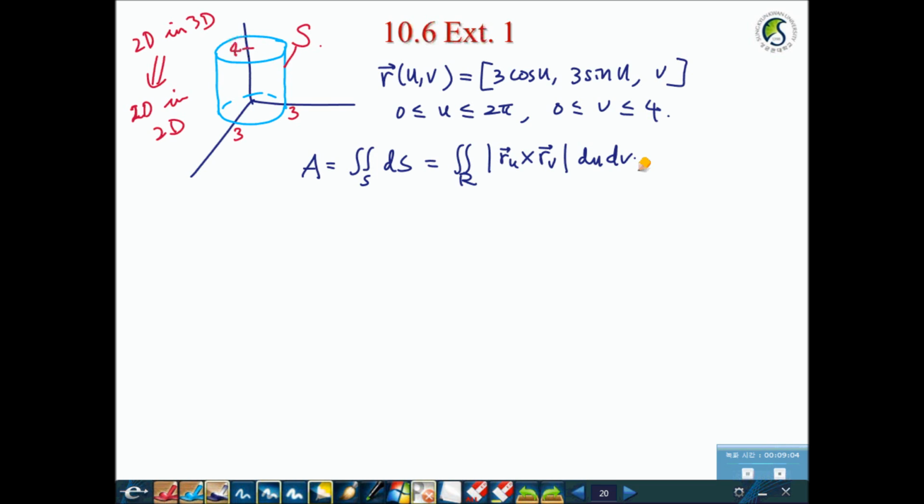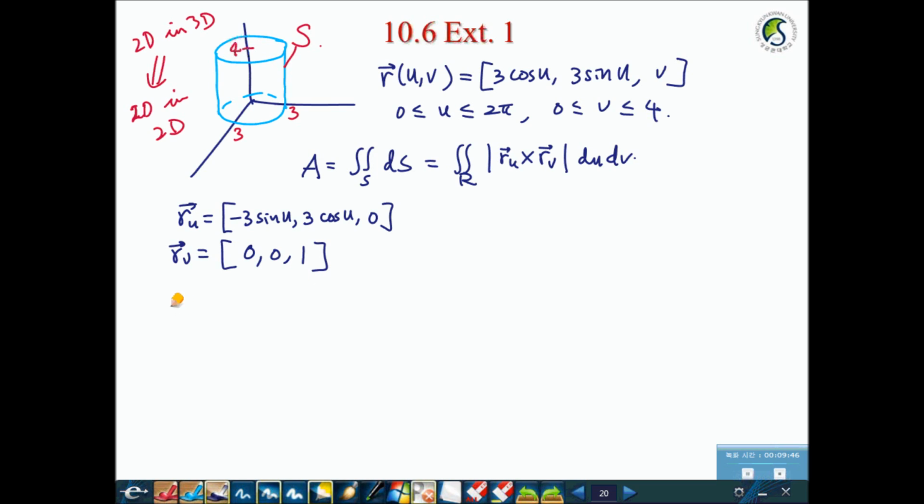And that's actually the Jacobian. You remember, this is from xyz to uv coordinates. So that's actually the Jacobian. Anyway, you have to get r u and r v. Partially differentiating with respect to u gives minus 3 sine u, 3 cosine u, and 0. And r v, partially differentiating with respect to v, is 0, 0, 1.